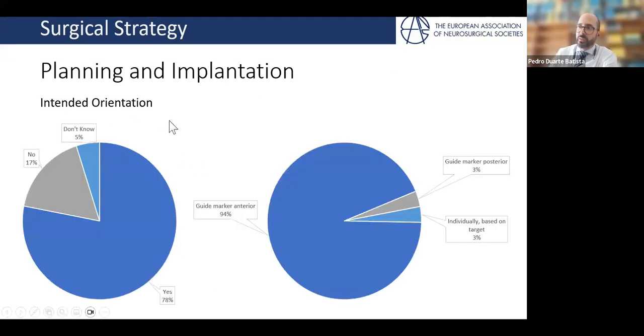What about the intended orientation? Do respondents try to orient the lead at some point during their implantation? And 70% of the respondents said yes, they try to do it. And the vast majority try to put the guide marker facing anteriorly.